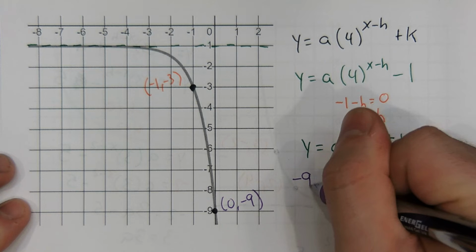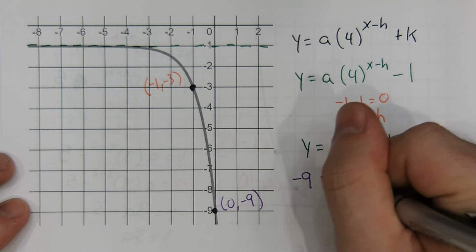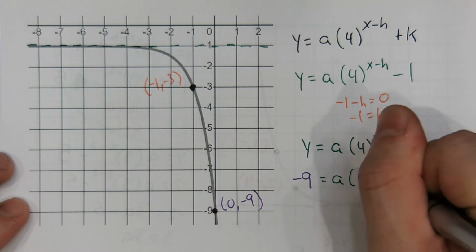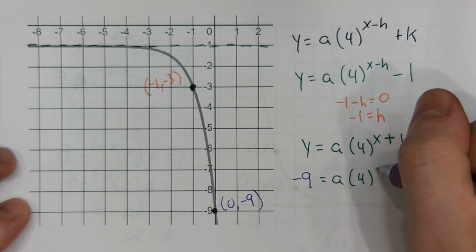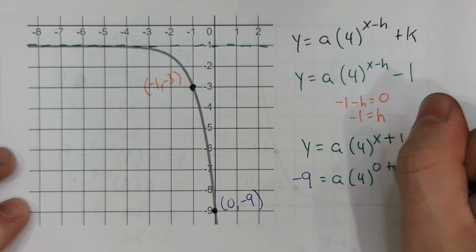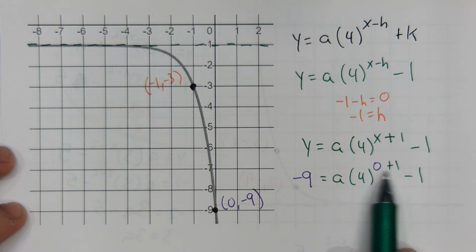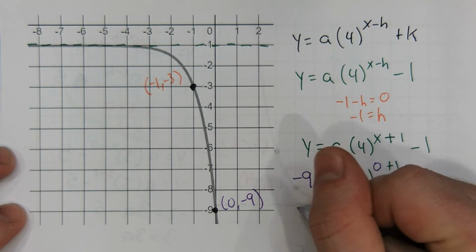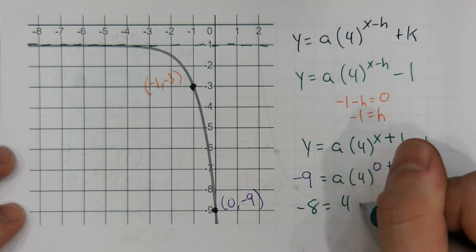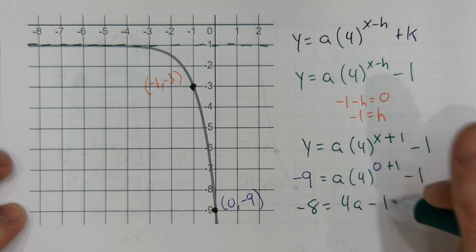-9 is my y value. My x value is 0. Now 0 plus 1 is, well, 1, and 4 to the 1 is 4. So what we have here is -8 equals 4a minus 1.